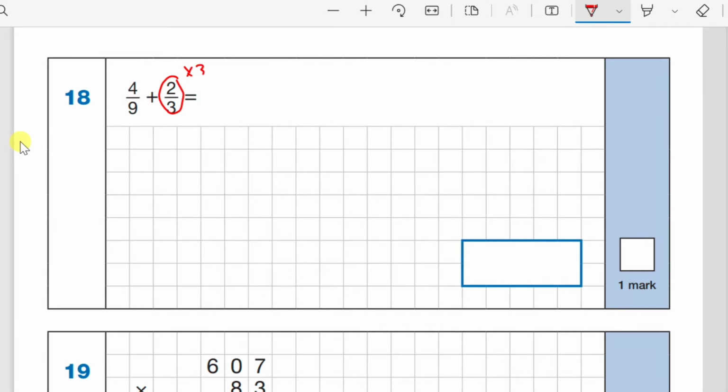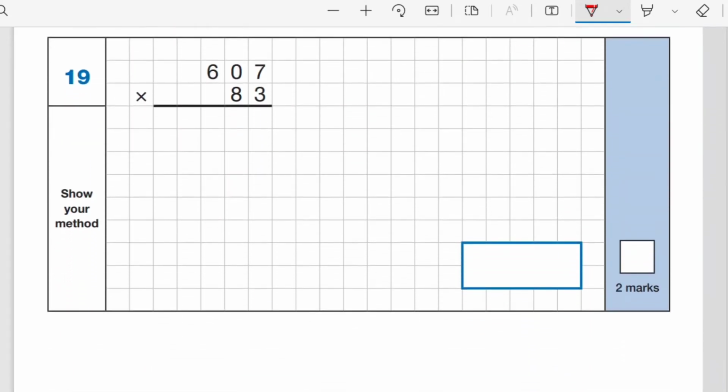We should get, so the left one's still 4/9. 2/3 times up and down by 3, you get 6 over 9. And now when you have common denominators, you can just add up the top line. 4 plus 6 is 10. So you get 10 over 9, and that is our answer. Okay?